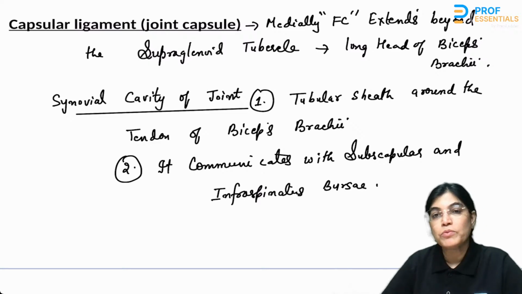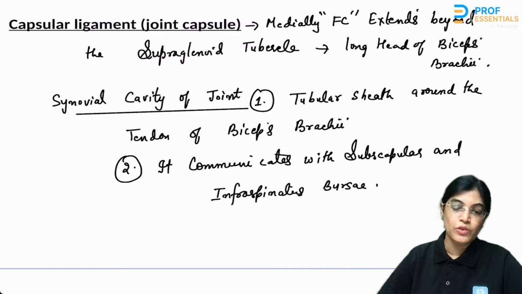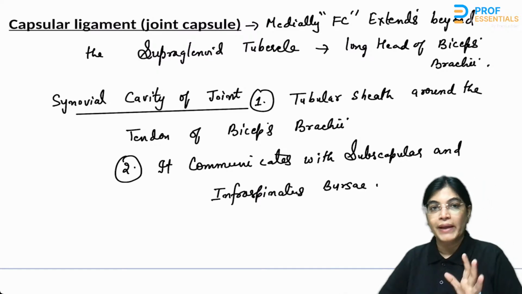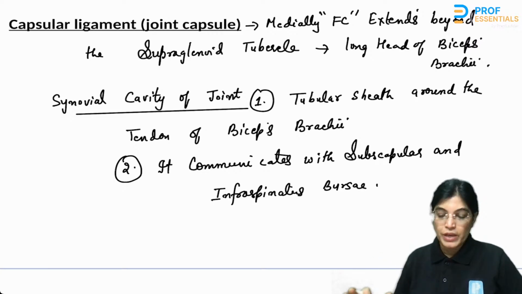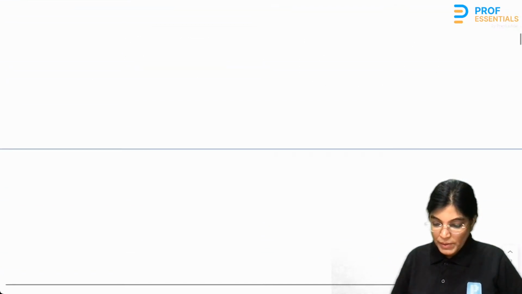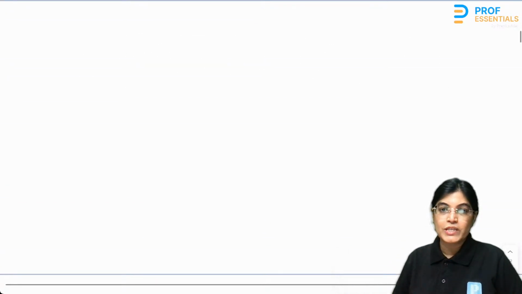If I talk about the posterior aspect, posteriorly the synovial joint cavity of the glenohumeral joint is communicating with the infraspinatus bursa. That means these are the three important points. So basically, we'll make a diagram also, the coronal section which I have shown you. But before that, please just write down the three apertures.